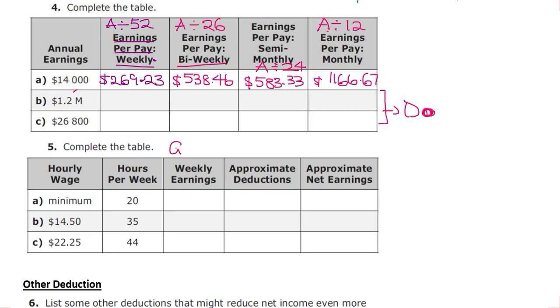So now for number 5 here, we're asked to apply what we know, which is the relationship between gross income, net, and deduction. We need to be aware that the gross income, always remember that, is a combination of your net and your deduction, which means here that if I want to find my net, I'm going to subtract my deduction from the gross income.